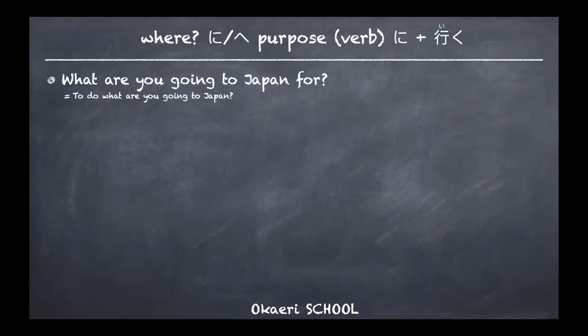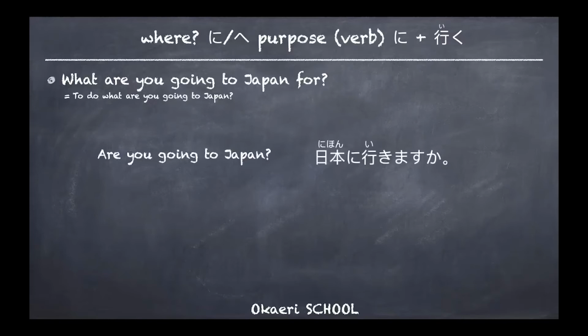So when you want to ask the purpose to do something, for example, to go to Japan, what are you going to do this for? Well, we can have a look first at "are you going to Japan?" How do we say this in Japanese? Well, grammatically there's no difference between the present tense and future tense. To Japan, Nihon ni, or as mentioned, Nihon e. Ikimasu ka, Nihon ni ikimasu ka. So do you go to Japan? It's grammatically the same. Are you going to Japan? Will you go to Japan? Do you have plan to go to Japan? That's the same. Nihon ni ikimasu ka.